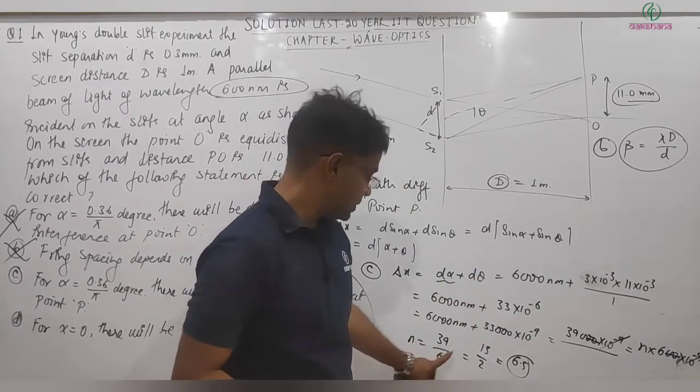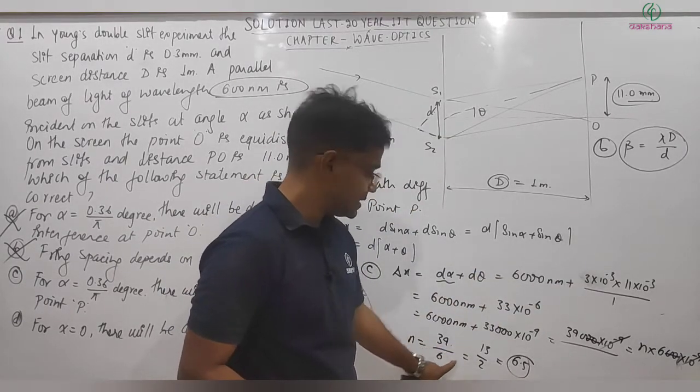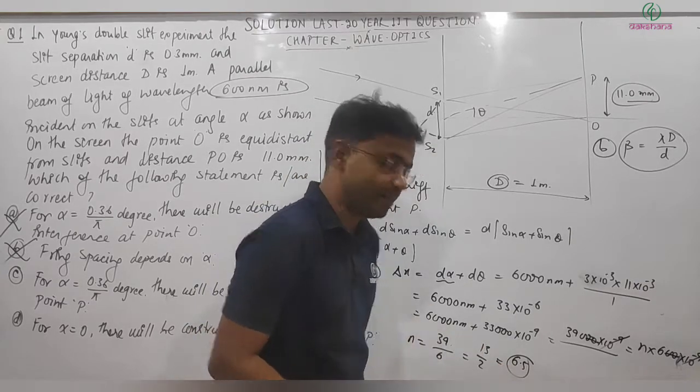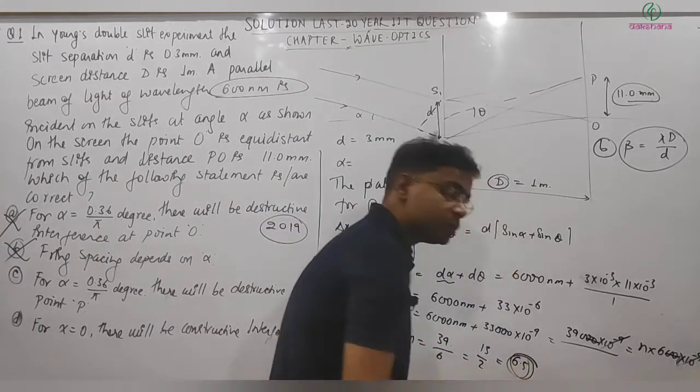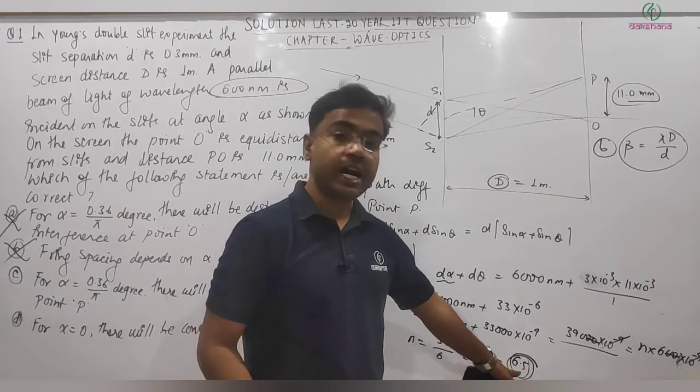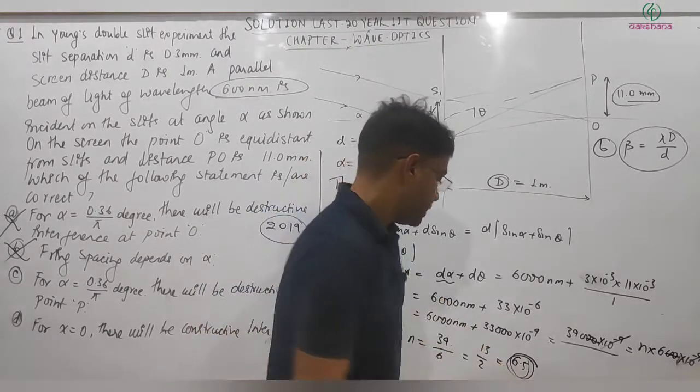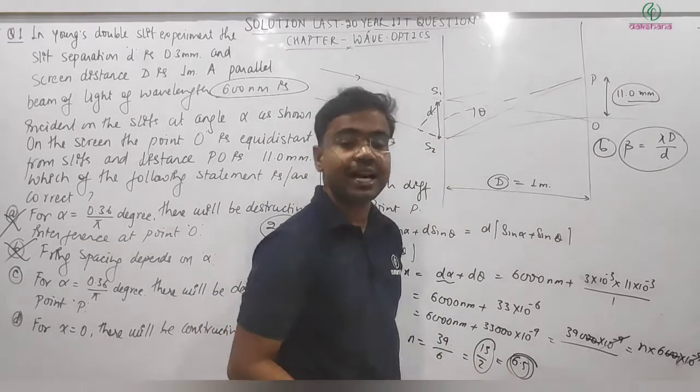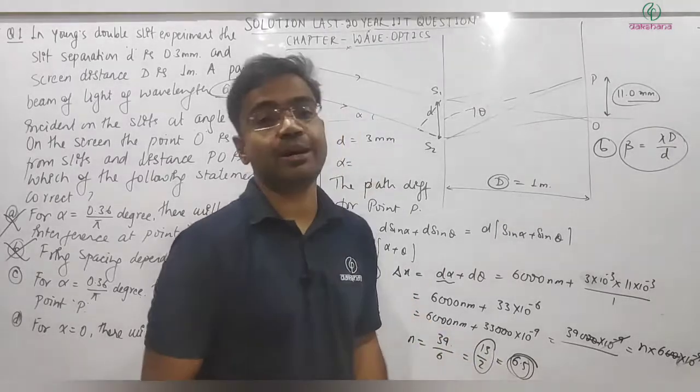So n comes out to be actually 39 by 6, which is 13 by 2, that is 6.5, and that is equal to how much? So that means it's basically 13 by 2, is it? That means it's a multiple of lambda by 2.